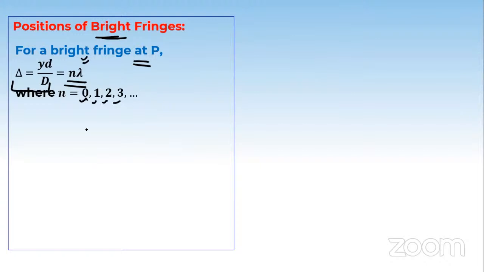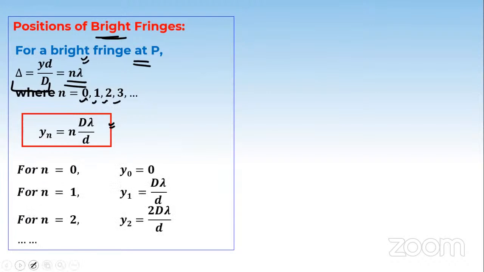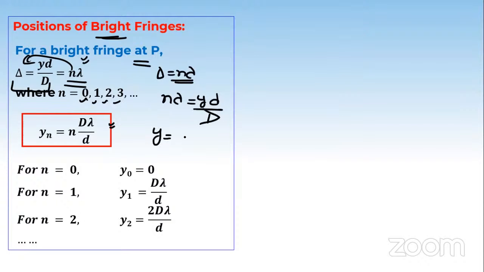n is 0, 1, 2, 3. This gives y_n equals n lambda D by d. Let us put this formula back in this. If the path difference here is equal to n lambda, this will give the bright fringe. So y d by D equals n lambda, and y you will get here equals n D lambda by d, where n will be 0, 1, 2, 3.